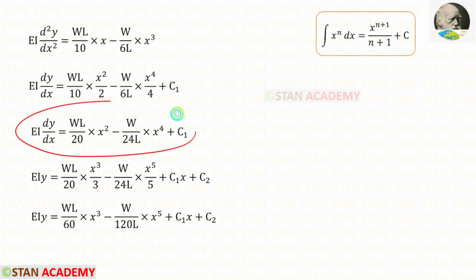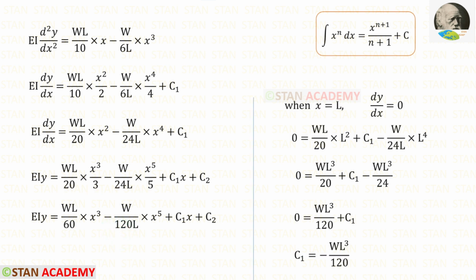Let us integrate this term one more time. When we integrate x square, it will be x cube upon 3. When we integrate x power 4, it will be x power 5 upon 5. When we integrate c1, it will be c1x. c2 is the new constant. 20 into 3, it will be 60. 24 into 5, it will be 120.